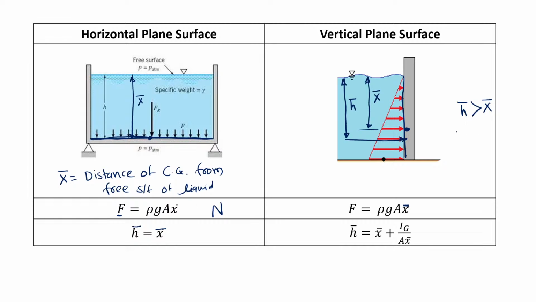So if it is a competitive exam and you want to find out the h bar, then please check what is the distance of x bar. If any option has a value more than this x bar, then you can directly take that option.